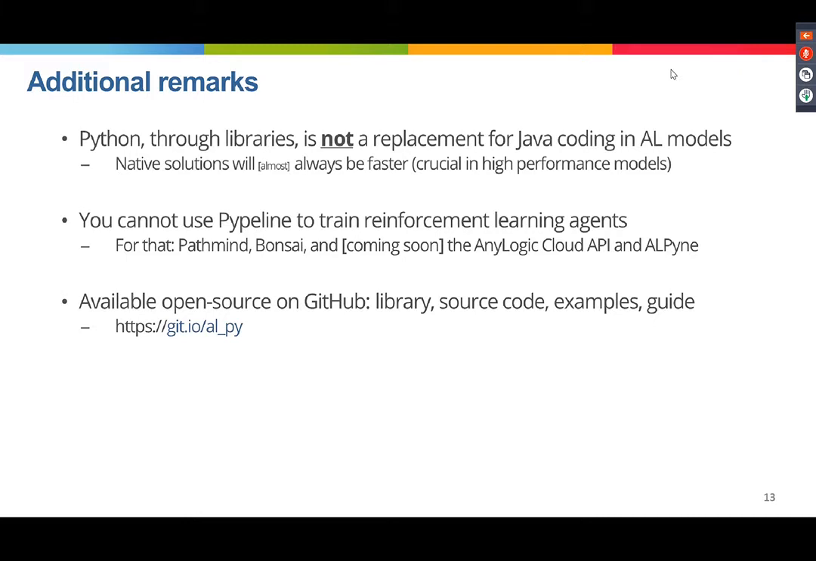Lastly, Pypeline is available open source on GitHub. In addition to being able to download the library, example models, and see the source code, which is itself an AnyLogic model, you can also file any suggestions or issues that you have.